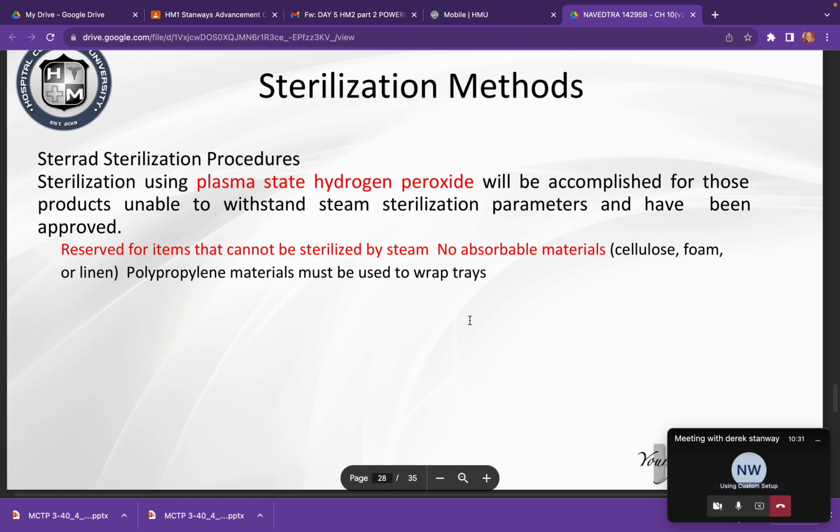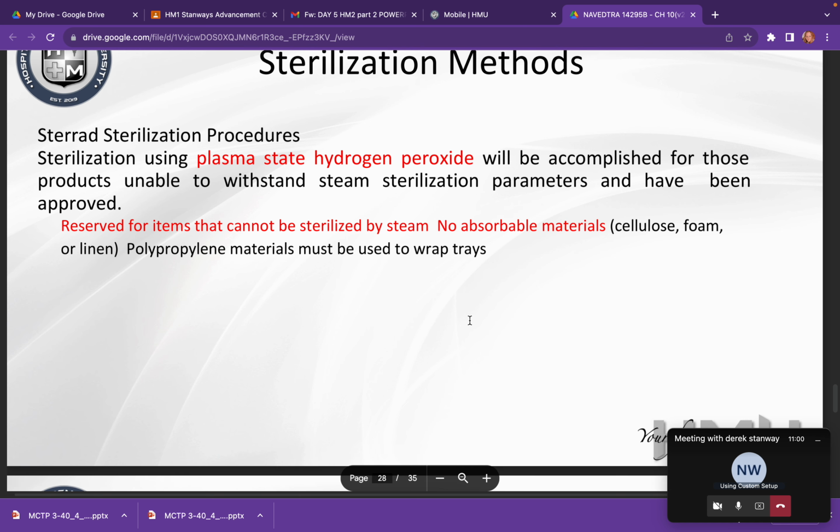STERRAD sterilization procedure. Sterilization using plasma state hydrogen peroxide will be accomplished for those products unable to withstand steam sterilization parameters and have been approved. Reserved for items that cannot be sterilized by steam, no absorbable materials like cellulose, foam, or linen. Polypropylene materials must be used to wrap trays. So this method is used for more gentle items such as our scopes and our cameras.